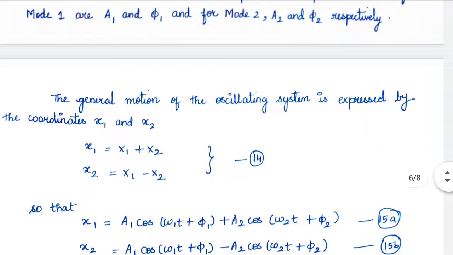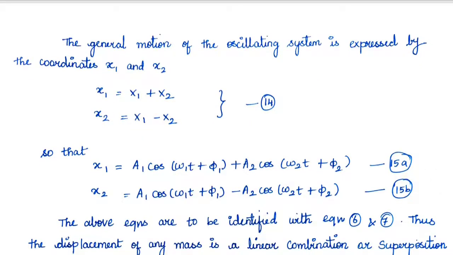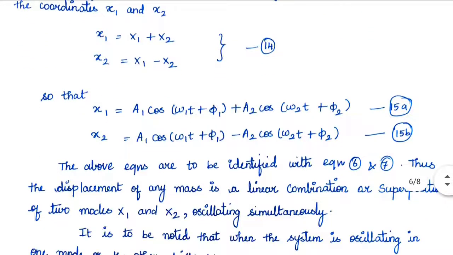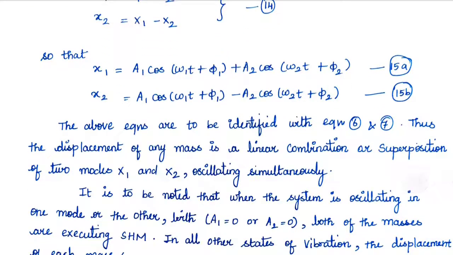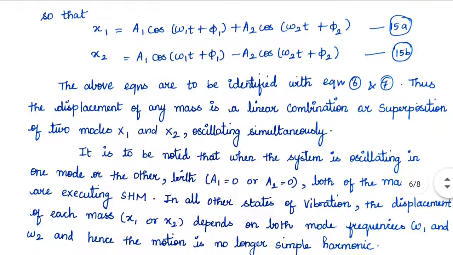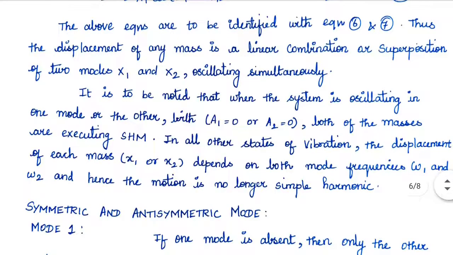So the general motion of the oscillating system is expressed by the coordinates x1 and x2. Small x1 is the combination of capital X1 plus capital X2, and small x2 is equal to capital X1 minus capital X2. So small x1 becomes A1 cos(omega 1 t plus phi 1) plus A2 cos(omega 2 t plus phi 2), and x2 is equal to A1 cos(omega 1 t plus phi 1) minus A2 cos(omega 2 t plus phi 2). This is identical with equations 6 and 7 which we obtained initially. Thus we say the displacement of any mass is simply a linear combination, or the superposition, of the two generalized coordinates, or two modes, X1 and X2, which oscillate simultaneously.